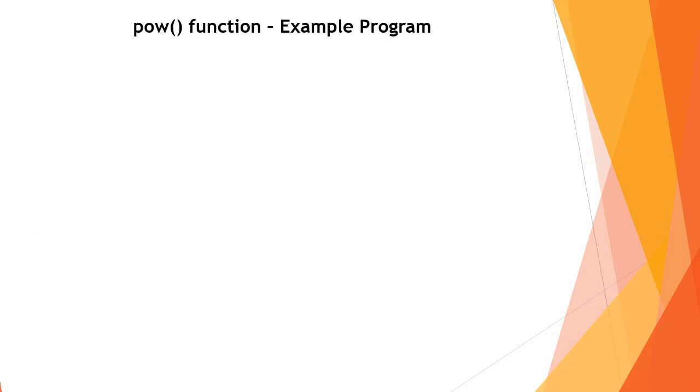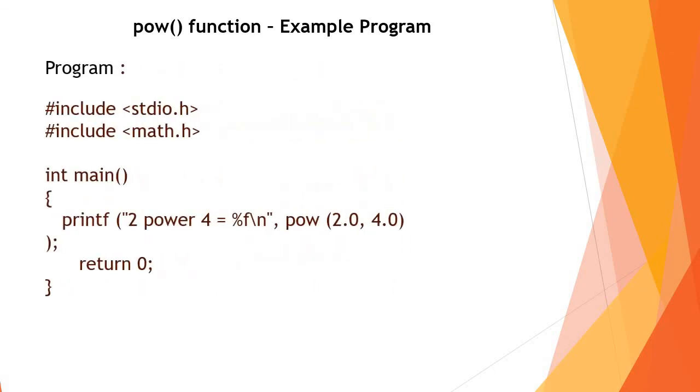A simple example. Here you can see printf: 2 power of 4 is equal to %f. So pow of 2.0 comma 4.0. This is the base value, this is the exponent value. And the answer will be 2 power of 4 is equal to 16.